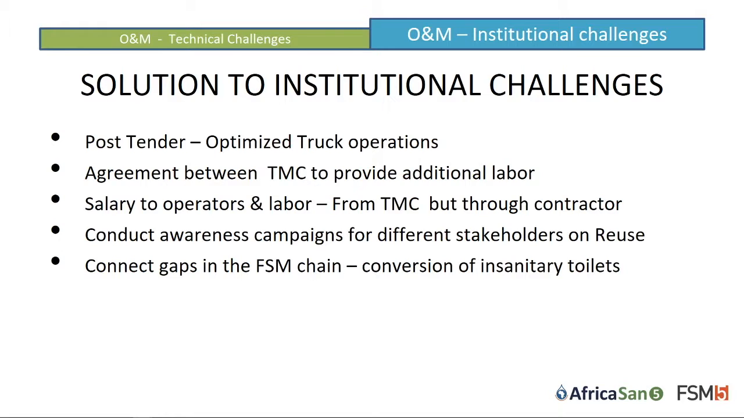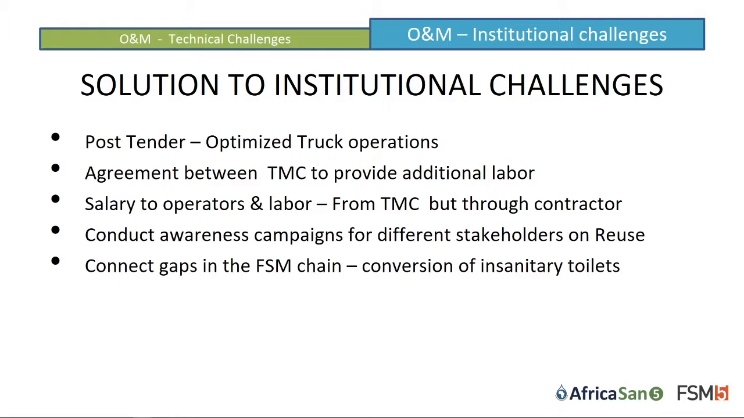So how we solved the institutional challenges: post-tender, we had a proper truck operation ensured by Kamavida and CDD in place. That means more regularized loads are coming to the plant. Then, in terms of sorting out the labor issue, the agreement was made with TMC to provide labor on a timely basis for regular maintenance and operations. And to avoid the labor strikes, which were due to delayed payments, the labor salaries were still under the payroll of the municipality, but are paid through the contractor so that they get paid on a monthly basis.